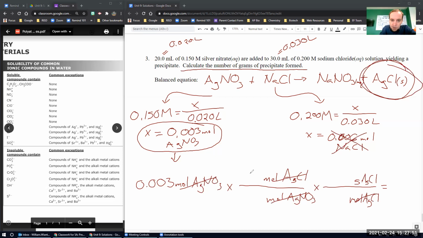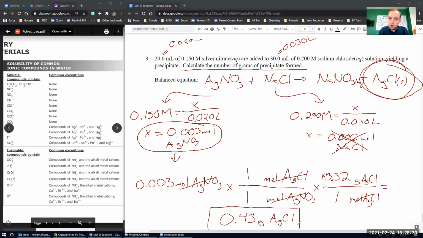When I have moles over moles, you know this comes from the balanced chemical equation. Everything is 1, so it's a 1 to 1 ratio. On the right, moles underneath grams is going to be 1. Grams comes from the periodic table. If I add the mass of silver and chlorine together, I get 143.32 grams of silver chloride. So all I need to do is 0.003 times 143.32, and what I get is 0.43 grams of silver chloride. There is our final answer.